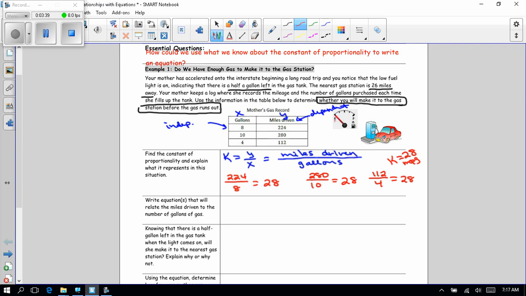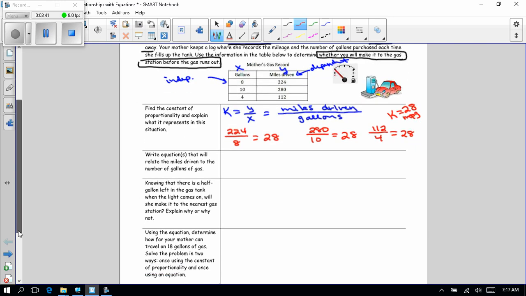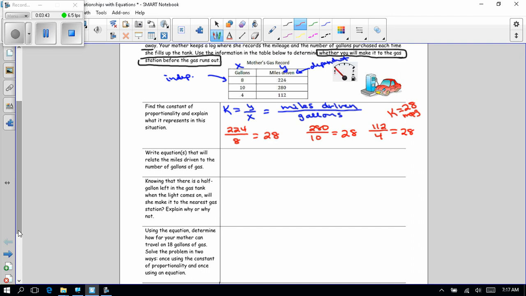Write equation or equations that will relate the miles driven to the number of gallons of gas. So what we're going to do is we're going to take this equation up here, and we're just going to kind of move things around. That's really what we're going to do. So K is equal to Y over X. That's an awesome equation. It works if I want to find K. But what if I want to find Y? I want Y by itself.